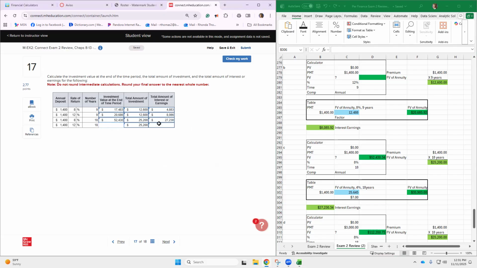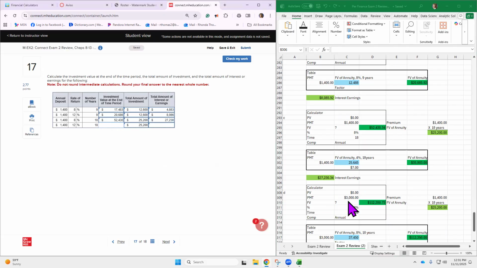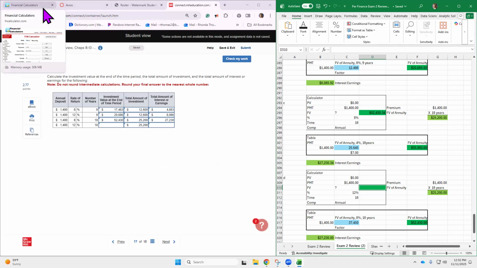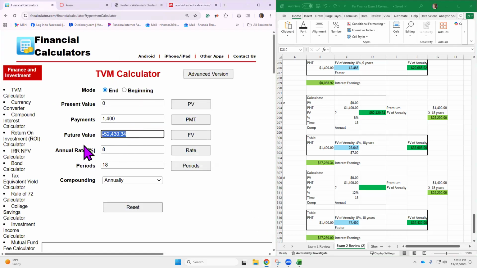27,230.34, and they, oh, nearest whole number. Okay, the last one should be the best earnings, because I'm putting in 1,400 every year. This time I want to put in 12% for 18 years. So this one should be the best of all of them, because it's got the highest interest rate for the longest amount of time. Okay, so let's put this in.